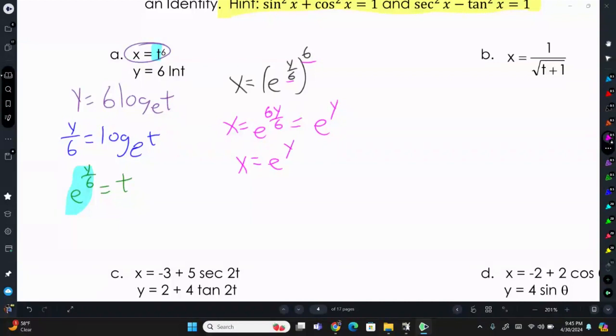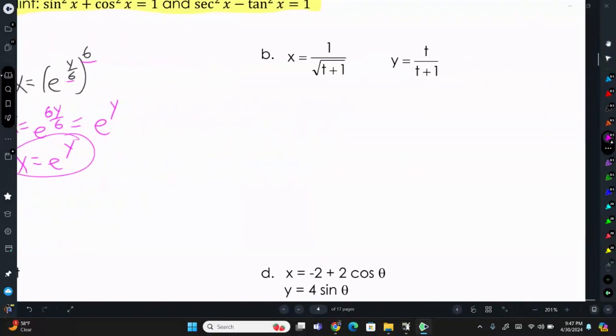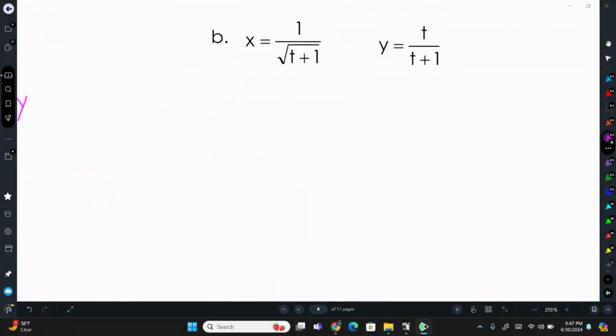Now, it didn't say anything that we had to solve for y or x, so that can be our final answer. Now with letter B, we have x equals 1 over the square root of t plus 1 and y equals t over t plus 1. Both of them are not ideal to deal with, but we can work maybe with the x one because there's only one t. And the y one, there's a t in the numerator and denominator.